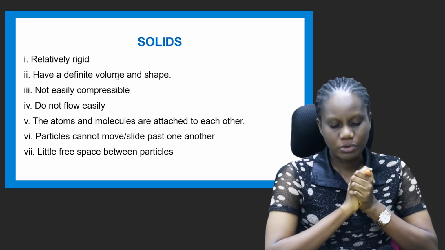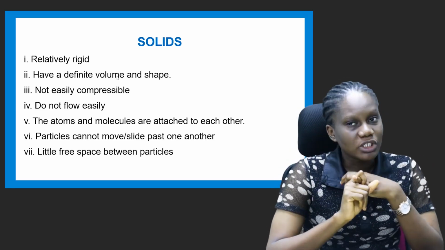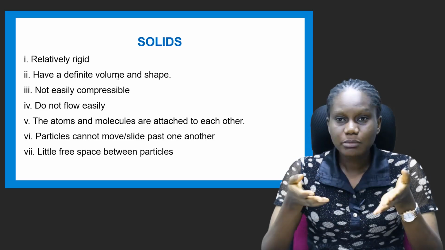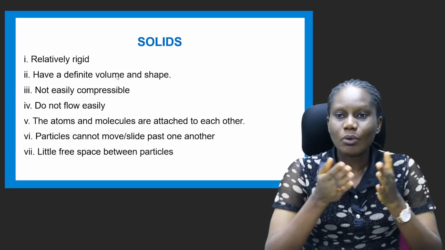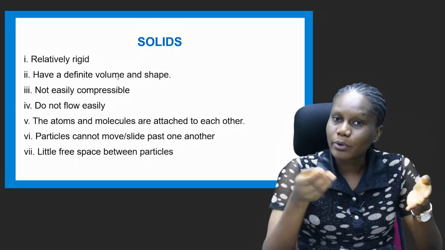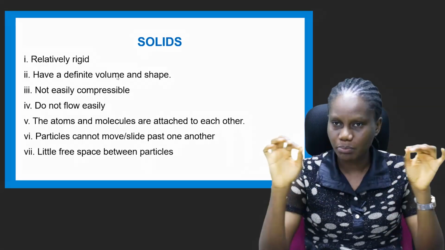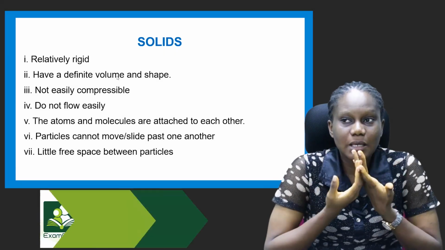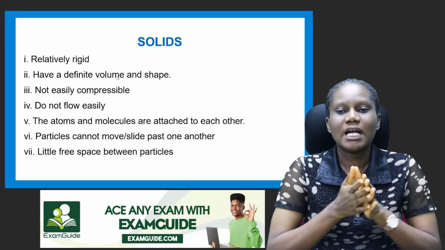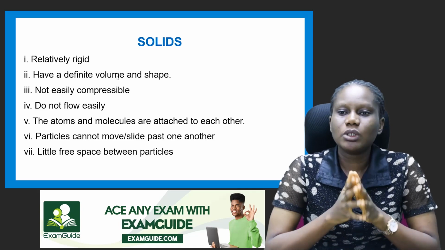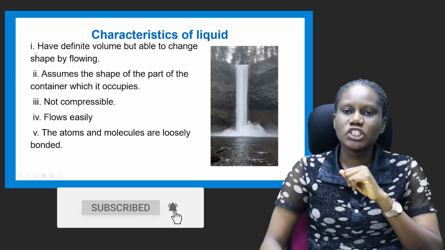So whenever you come across any solid, you must notice that they are rigid, they have a definite volume and shape, such as your cup or your table. You will know your table is rectangular, either rectangular or in a square form. Your chair, your book, your pen, they have a specific shape, and you cannot easily compress them. If you try to compress your pencil, for example, you have to break it, and they don't flow easily. The atoms and molecules are attached to each other. So we'll move to the next state of matter, which is liquid.